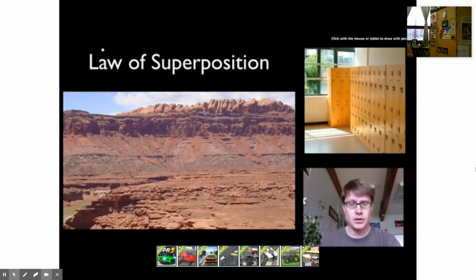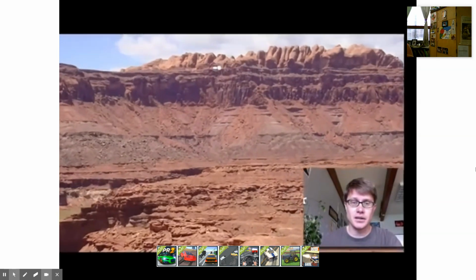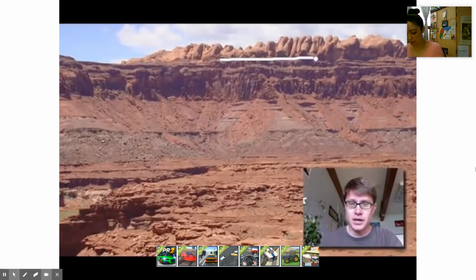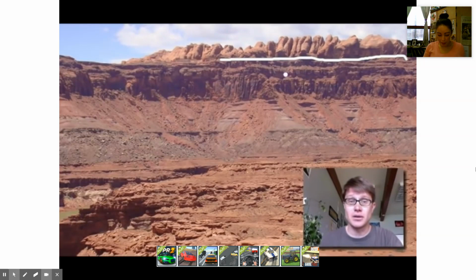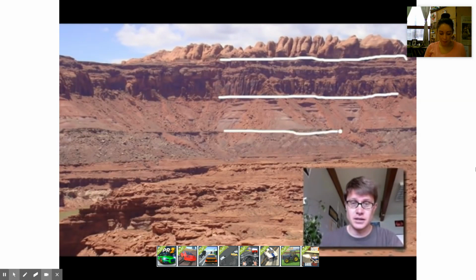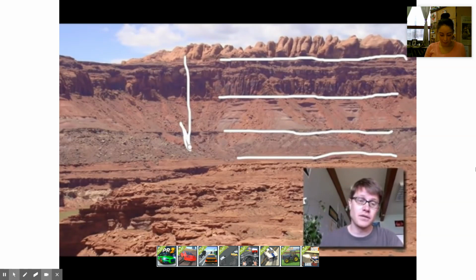Right here we're looking at a section from the Grand Canyon, and you can see that all the rock above this line looks very similar. It's actually called Navajo sandstone. If I go down to the next layer of rock, it's going to look the same, and the next layer of rock is going to look similar. So horizontally, rock looks the same, but the law of superposition says the farther down you go, the older that rock is going to be.